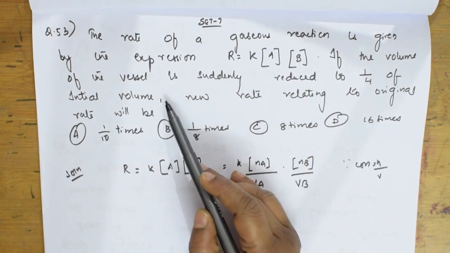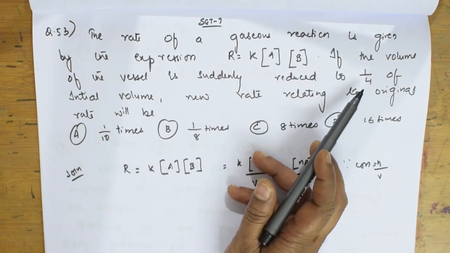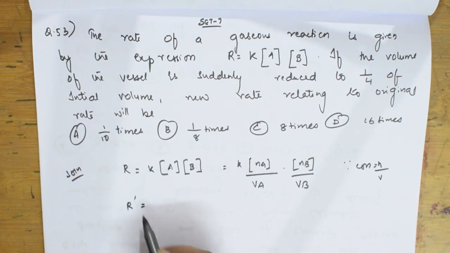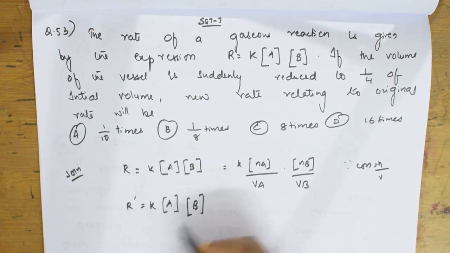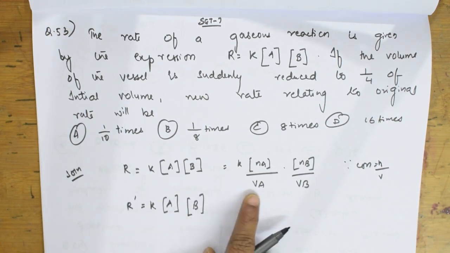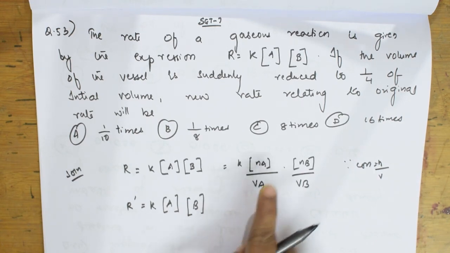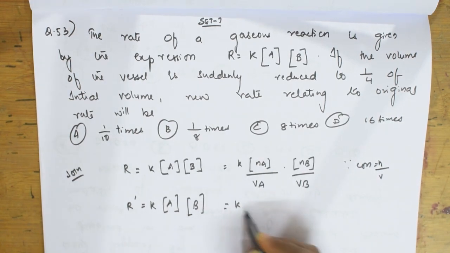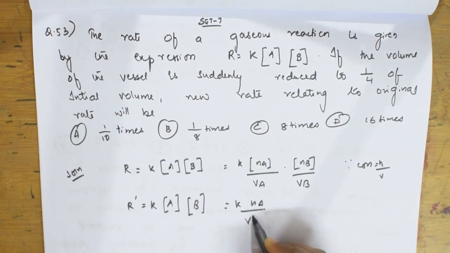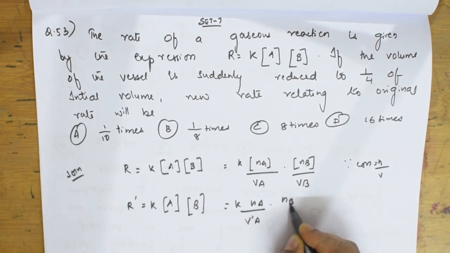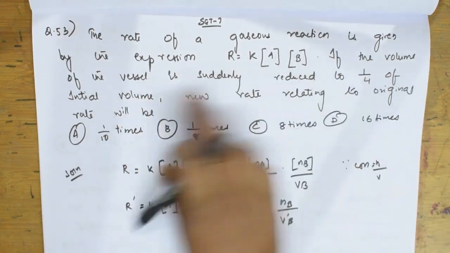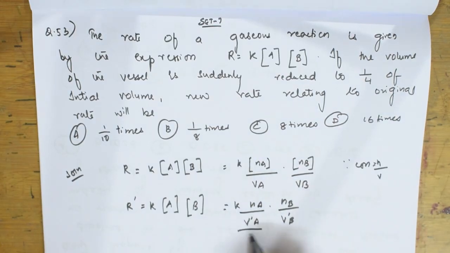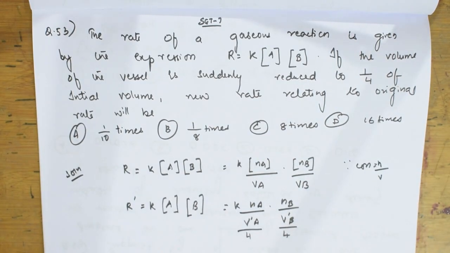Now this is R. They said the volume of the vessel is suddenly reduced to 1/4. Let me make that rate expression R dash. This is R and this is R dash. This becomes K, A and B. Now the volume only is changed, the number of moles is the same. So this becomes K times Na by V dash A times NB by V dash B. The volume is reduced to 1/4, so this is by 4, this is by 4.